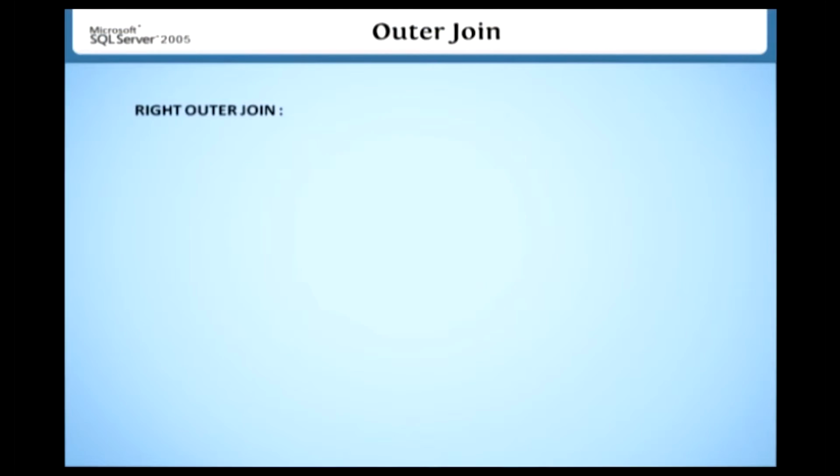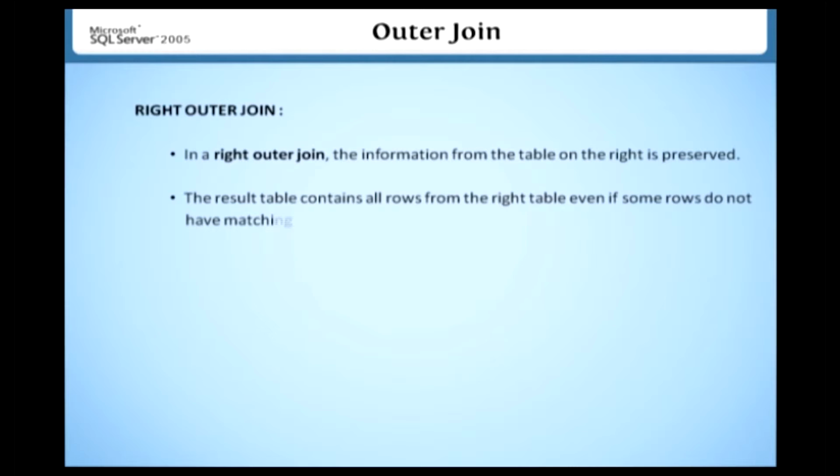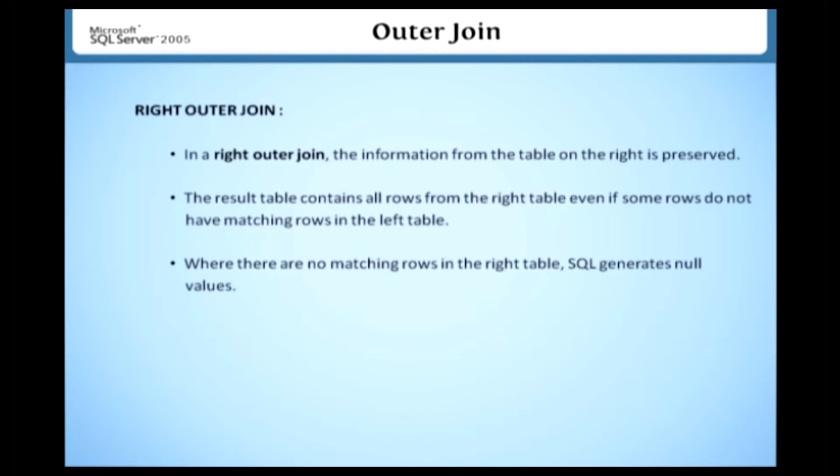Next, we will move on to the second type, right outer join. In a right outer join, the information from the table on the right is preserved. The result table contains all rows from the right table, even if some rows do not have matching rows in the left table. Where there are no matching rows in the right table, SQL generates null values.